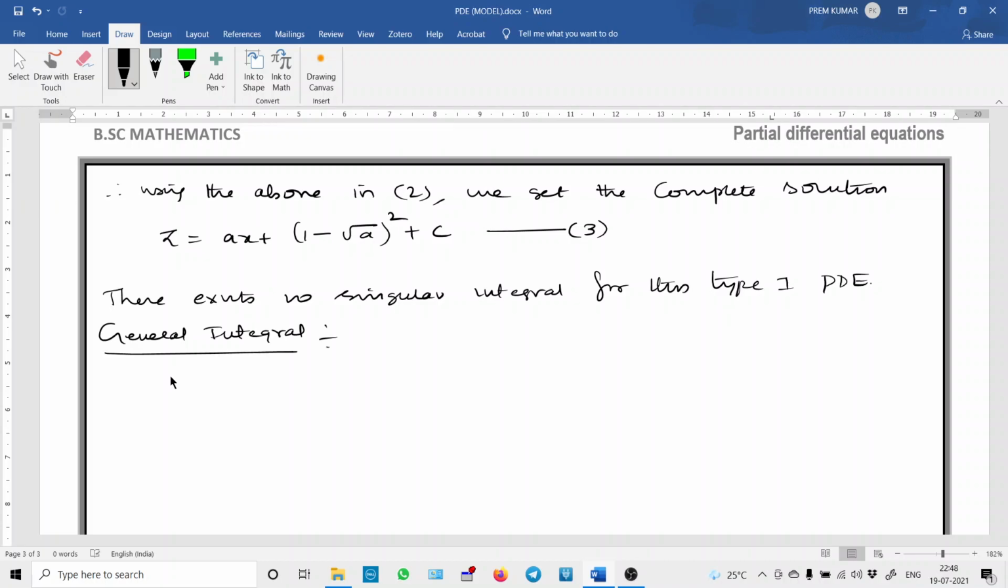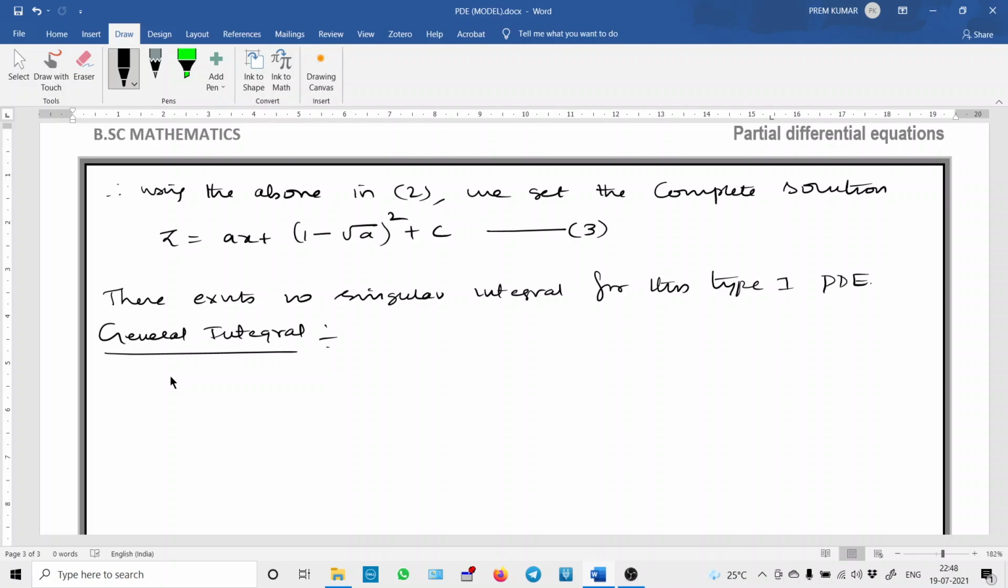Let us take that constant c as some function of a. Therefore, what happens to equation number 3? It becomes ax plus (1 minus square root of a) the whole square times y. I forgot this y here. Plus what is c? We have assumed phi of a. I name this equation as 4.